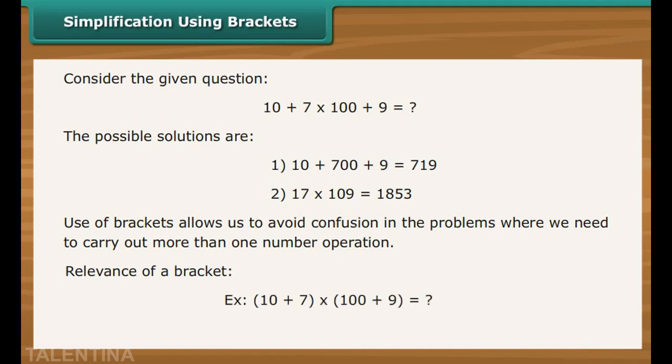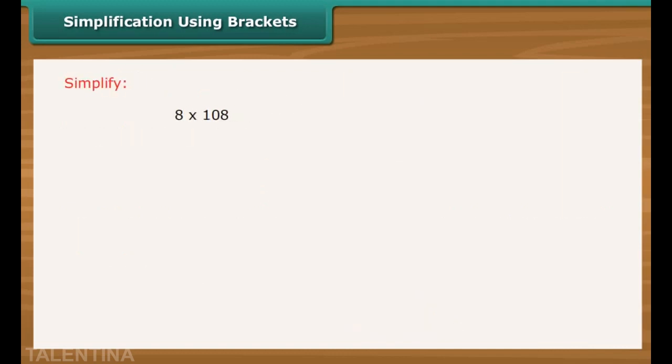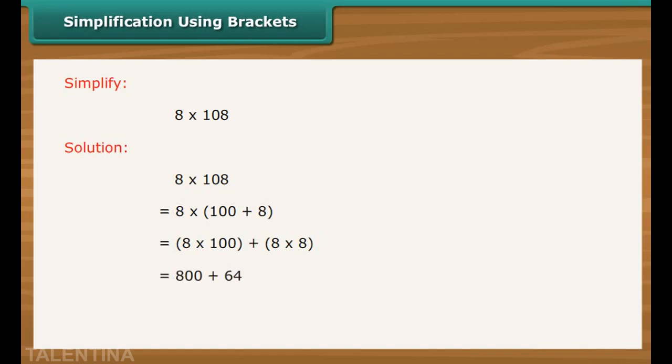If the question would be given as shown on screen, it would be easy to calculate. Yes, the answer would be 17 into 109 is equal to 1853. Let us simplify. This can be solved as 8 into 100 plus 8 is equal to 8 into 100 plus 8 into 8, which equals 800 plus 64, which is equal to 864.